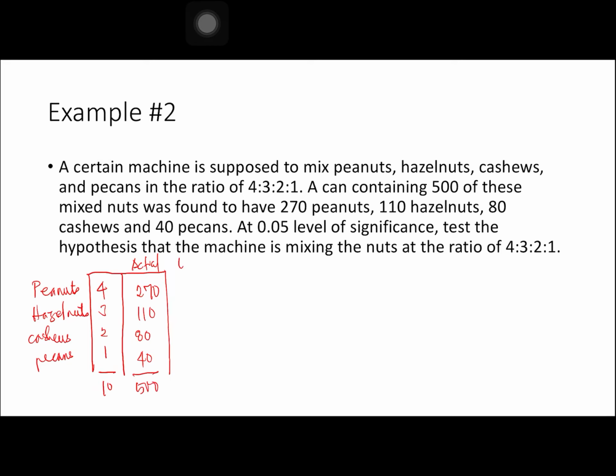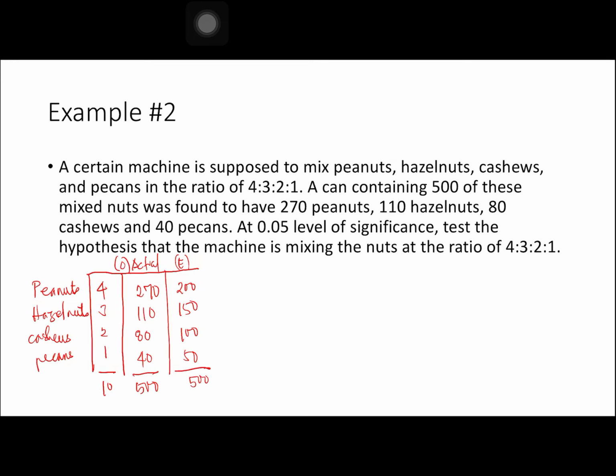Then let us compute for the expected. So again, this is our observed, this is our expected value. So again, 500 divided by 10, we have there 50. So 50 times 4, we have there 200. Then 50 times 3, we have 150. 50 times 2 is 100. 50 times 1 is 50.